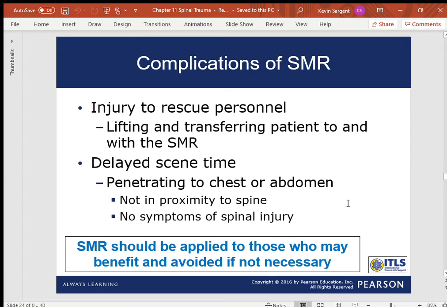I will tell you that generally most patients who have neck pain can do with the C-collar by itself, as long as they're reliable and able to comprehend what's going on, and they are able to understand what you say to them and able to be assessed.